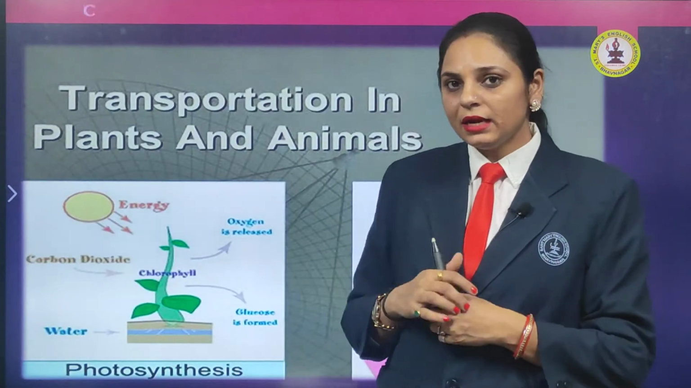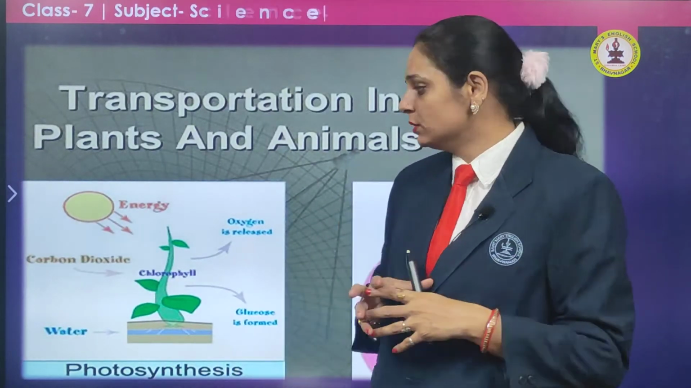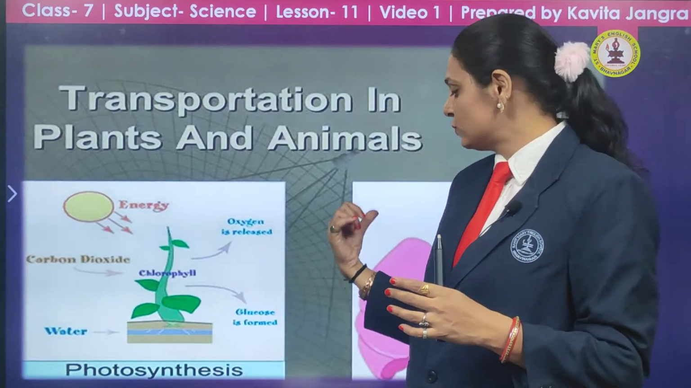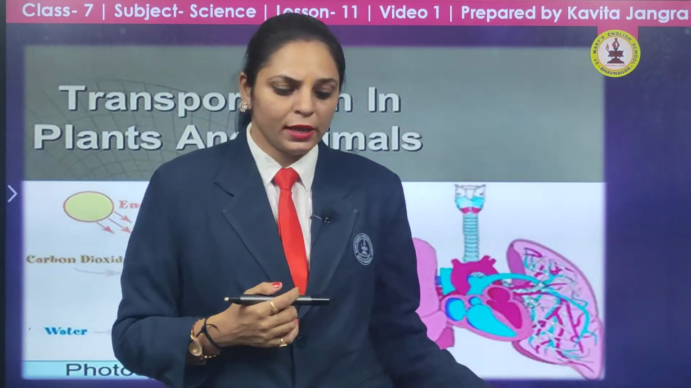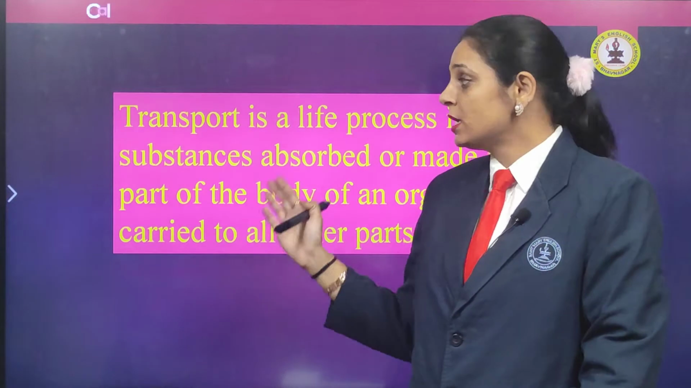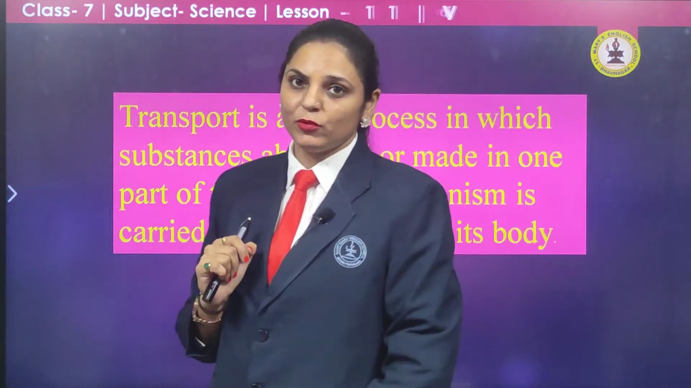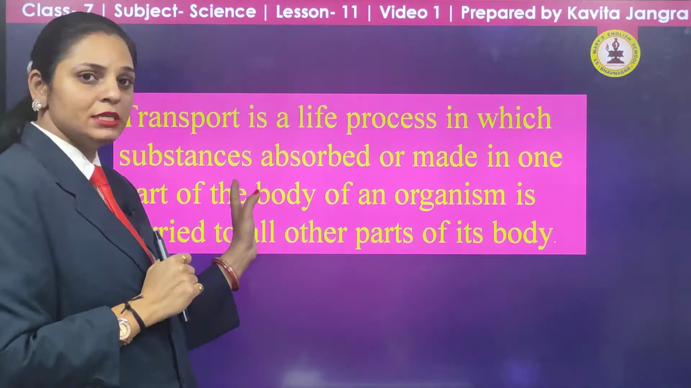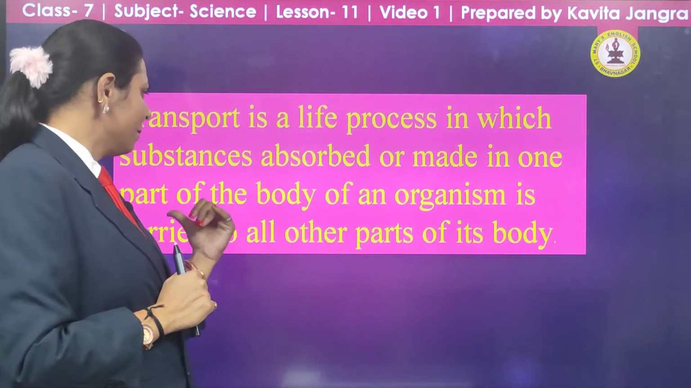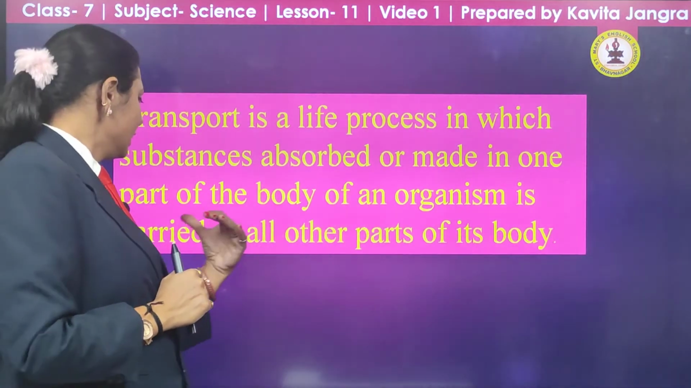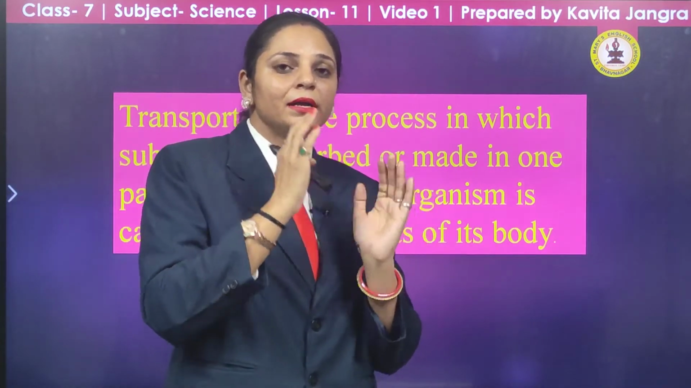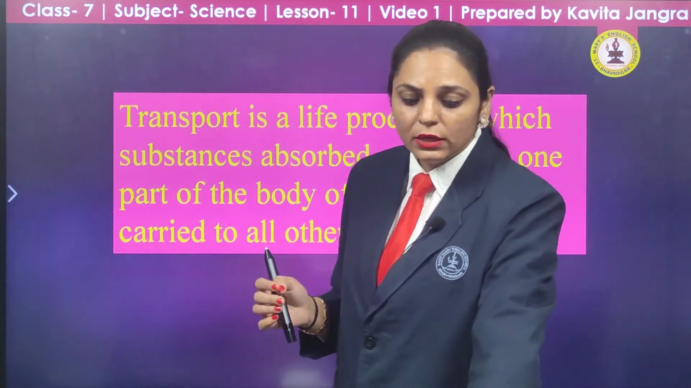So, linking that, now transportation in plants and animals: how the different materials are transported in the plants as well as in our system, in our body. So let us discuss what transport means. Transport is a life process in which substances absorbed or made in one part of the body of an organism are carried to all other parts of the body. So what is taken into one part is again transported to all other parts of the body.